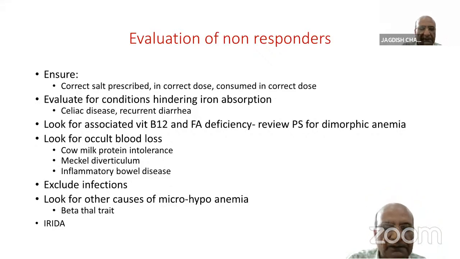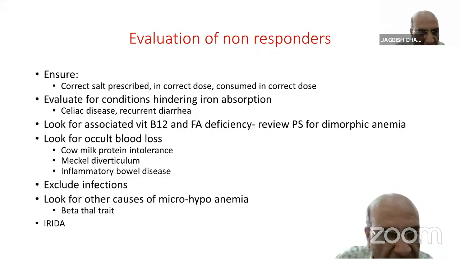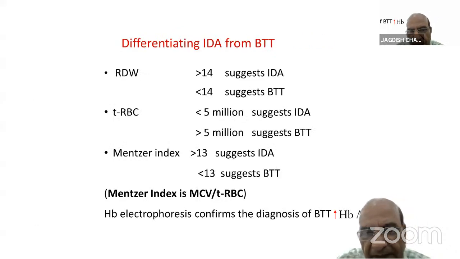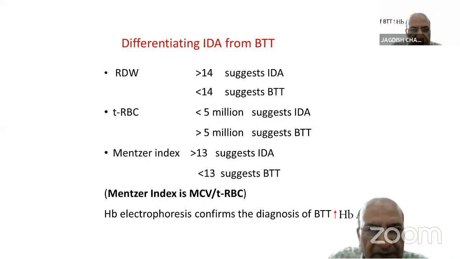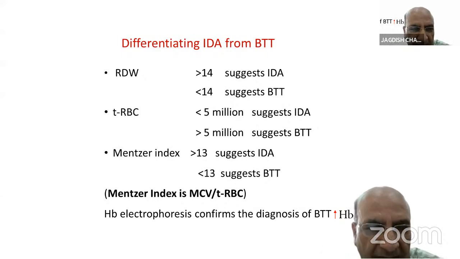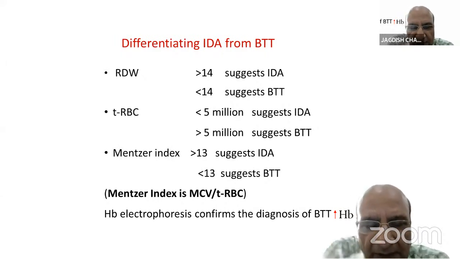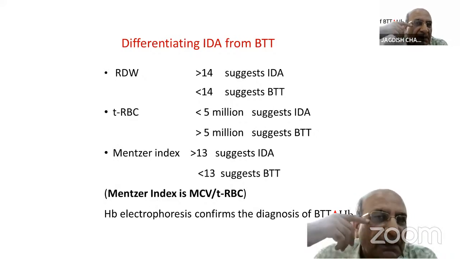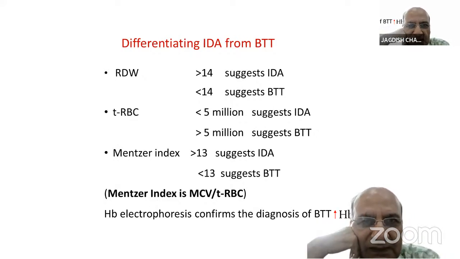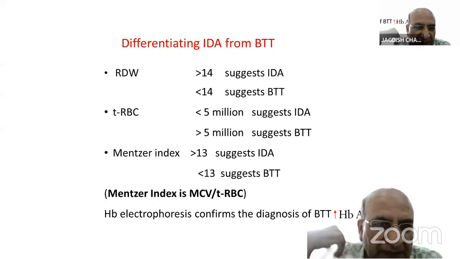Right, sir. So we were talking about evaluation of non-responders, and I think we discussed this part. So I think this again is differentiating the iron deficiency from beta thalassemia. This was discussed in last talks as well, but to highlight, both conditions are microcytic hypochromic anemia with low MCV, MCH and MCHC, and the RDW is different. In IDA, it would be more, and in beta thalassemia, it would be less.